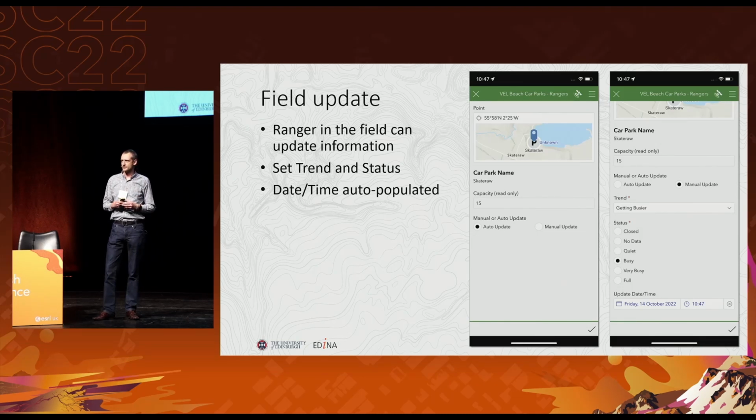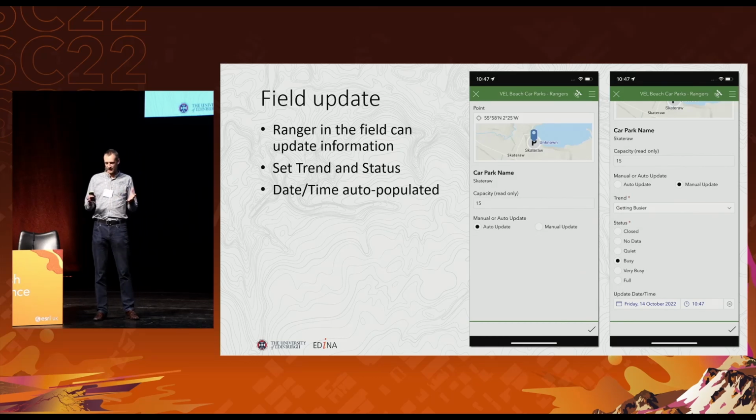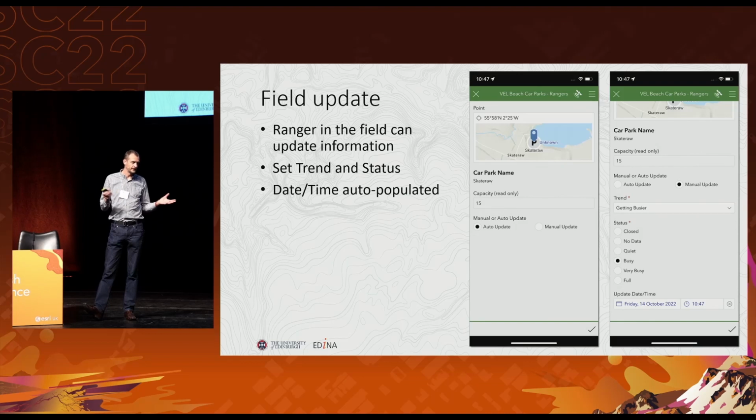So in this scenario, I'm a ranger, I'm out in the field, I've visited Skaterrow, which is one of the car parks that doesn't currently have sensors installed at it. Whilst I'm at this car park, I can see it's busy, and it's actually getting busier. So I can choose to update this by setting manual update on the form. I'm then able to set the trend as getting busier and the status as busy. The date and time that I'm carrying out this update is automatically populated by Survey 123, so I don't have to make any changes to that.